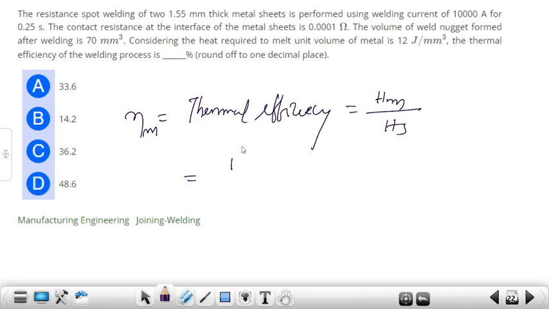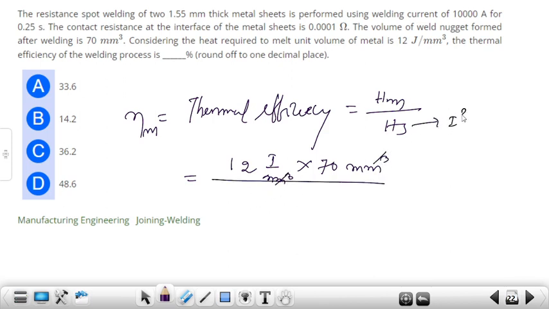The heat required to melt is 12 joule per millimeter cube, and the weld nugget is 70 mm3. Multiplied by 70 mm3, mm3 cancels. The heat supply is equal to I square RT, where I is current, R is resistance, and T is time. So put the value of I square.